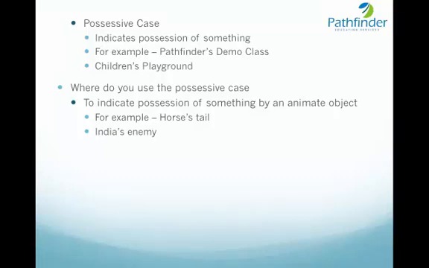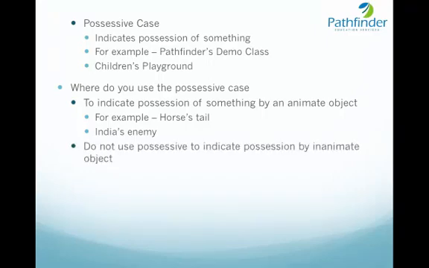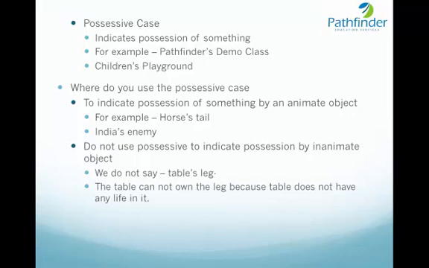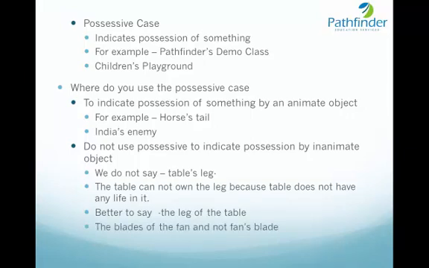A common mistake in the use of possessive is to use the possessive case for a non-living object. Generally, avoid using possessive to indicate possession by a non-living or an inanimate object. For example, do not say table's leg. It is more appropriate to say the leg of the table, because the table cannot own the leg, because the table is not a living thing. Better to say the leg of the table. Similarly, the blades of the fan and not the fan's blade. It is more appropriate to say blades of the fan.